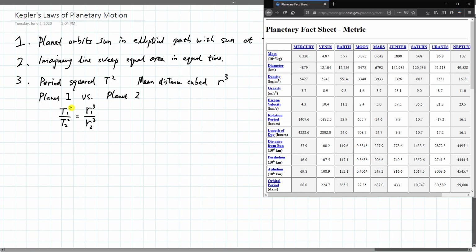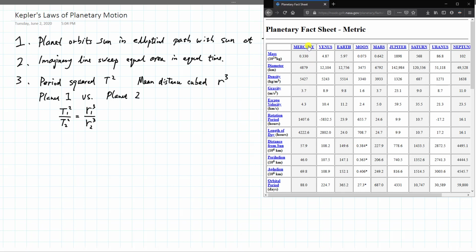So let's take a look at this NASA table. It has planetary facts on it. From left to right, these are all the planets, and we can ignore the mass and other things. This is distance from the Sun in units of 1 million kilometers, and here's also orbital period in days. These are Earth days. We can see that the Earth has a period of 365 days plus a little extra. So let's do some calculations here.